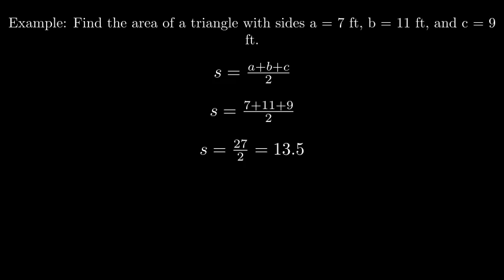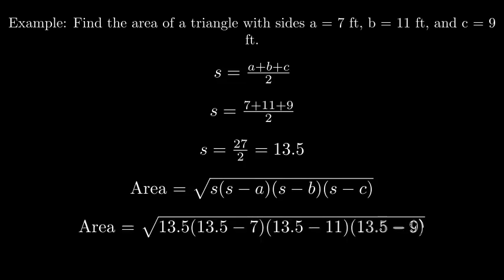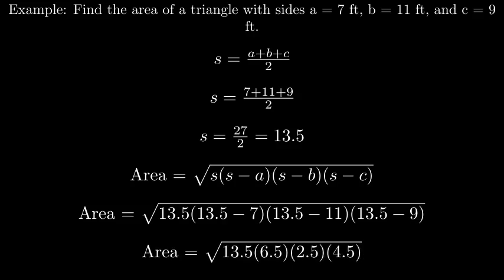Now that we have s, we can plug everything into Heron's formula. We substitute 13.5 for s, and 7, 11 and 9 for a, b and c. This gives us the square root of 13.5 times the quantity 13.5 minus 7, times 13.5 minus 11, times 13.5 minus 9. Let's calculate the values inside the parentheses. This simplifies to the square root of 13.5 times 6.5, times 2.5, times 4.5.